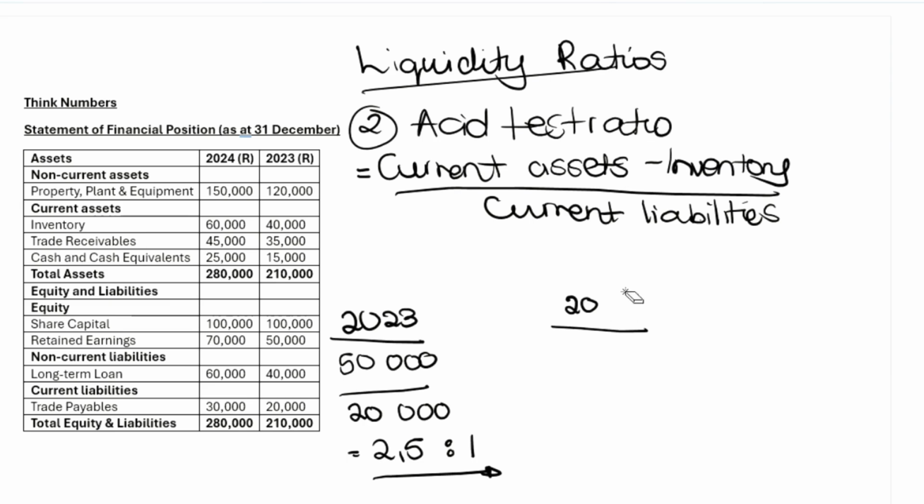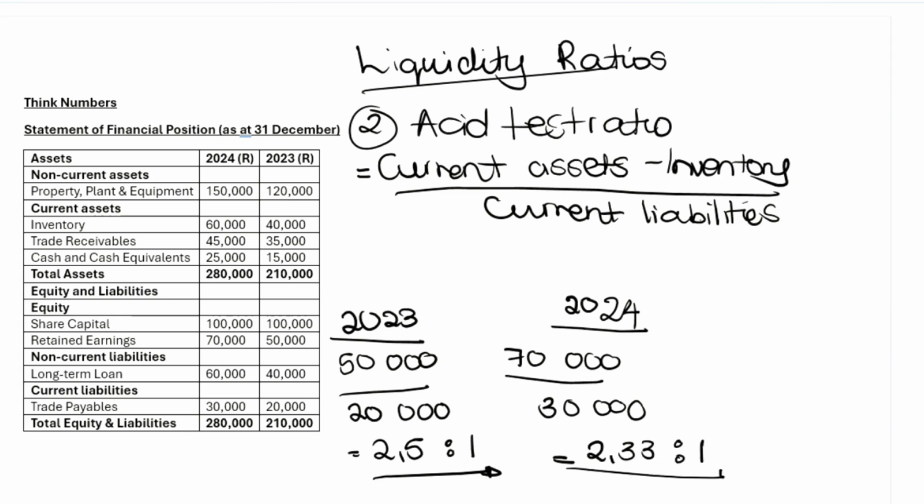Oh, not 2025, 2024. Now looking at 2024, our current assets initially added up to 130,000. From there, we're going to minus the 60,000 of inventory, or you can just add trade receivables and cash and cash equivalents, which will give you current assets of 70,000, divided by the current liabilities of 30,000, which gives you an asset test ratio of 2.33 is to 1.